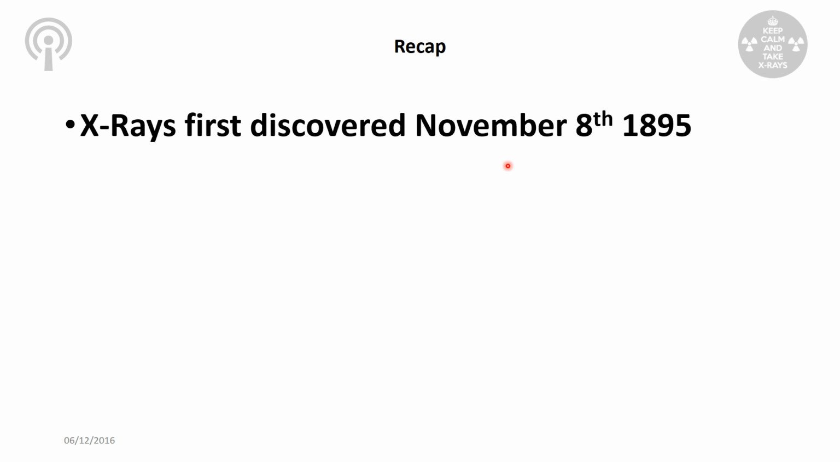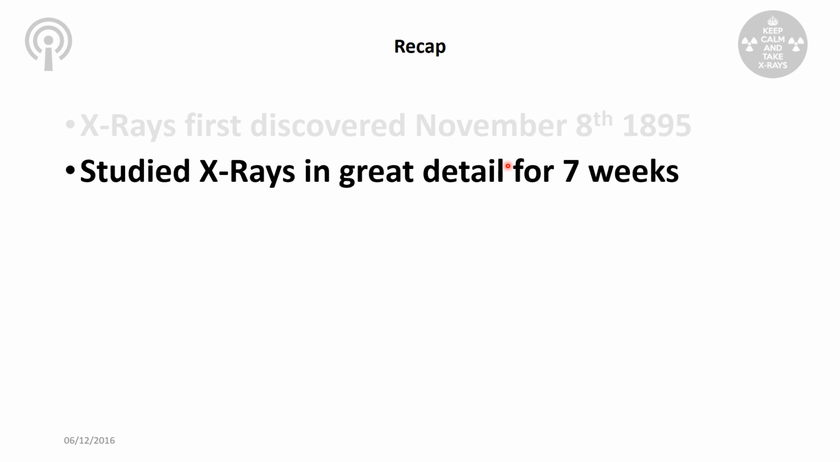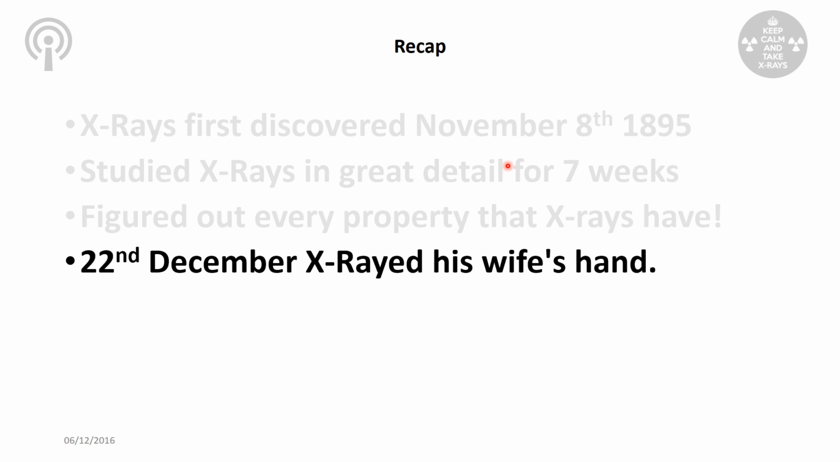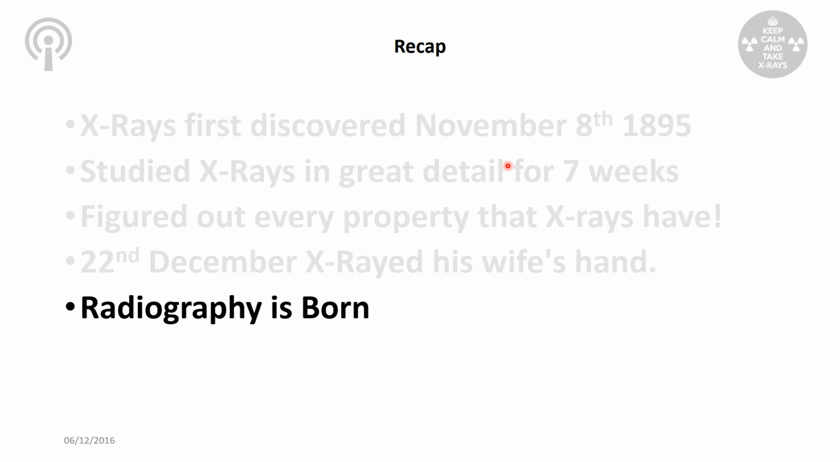So let's go on a quick recap. On November 8th, 1895, X-rays were first discovered by Konrad Wilhelm Röntgen. He studied it in great detail for about seven weeks-ish. And in that time, even though it was a little bit obsessive, he did figure out every property that we know about X-rays, and they still stand up to scientific tests today. On the 22nd of December, I was right, he ended up X-raying his wife's hand and created the first ever X-ray. And so our profession of radiography, or radiographer, our actual title, is born. And then that's it, really. After that, things spiraled, and we'll move on.